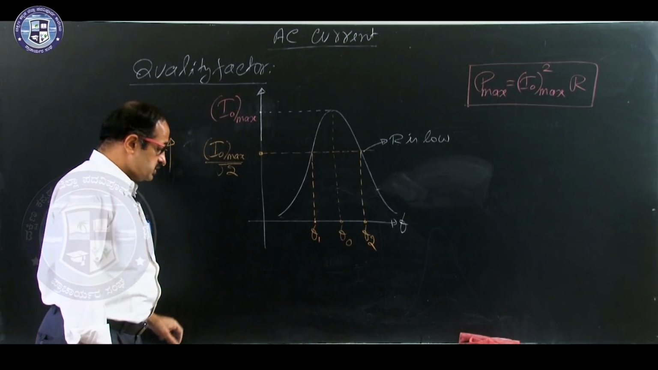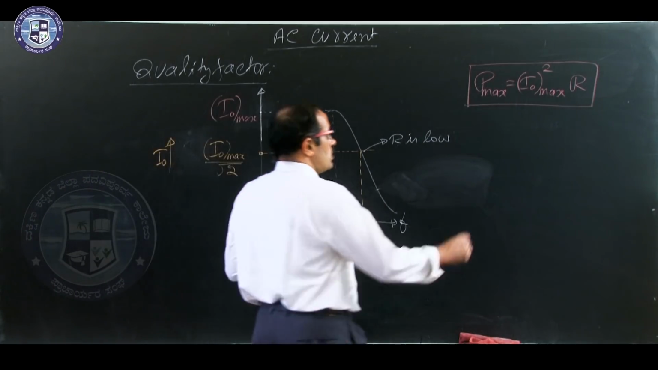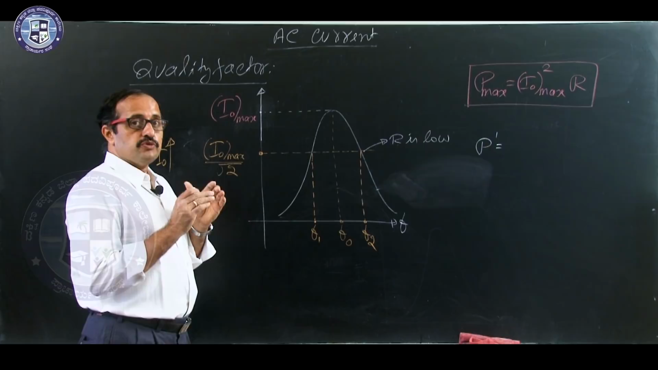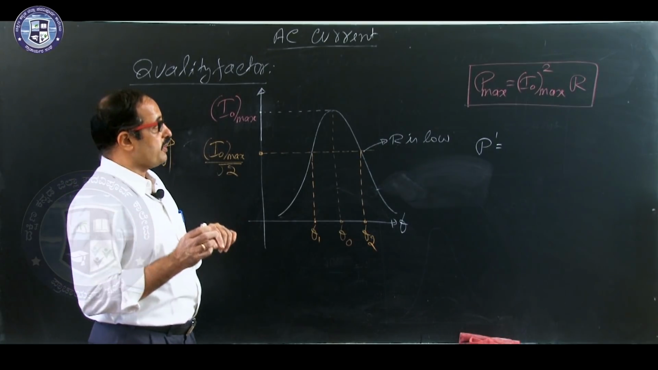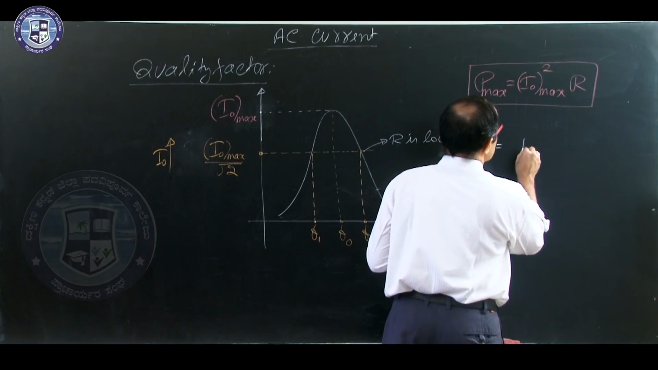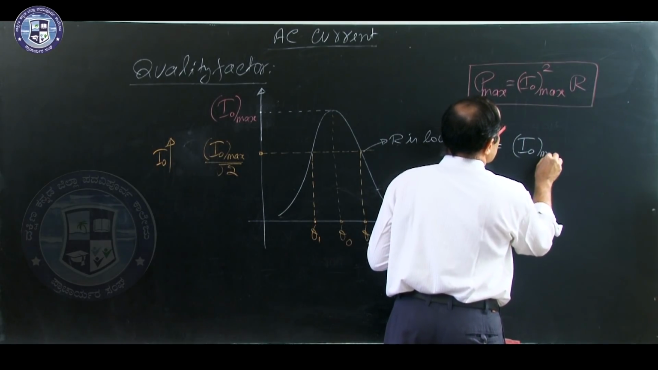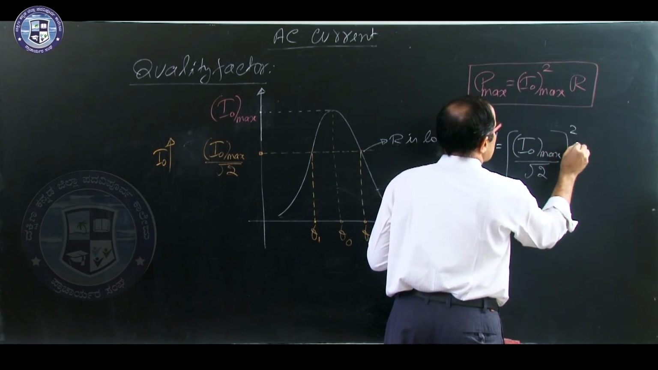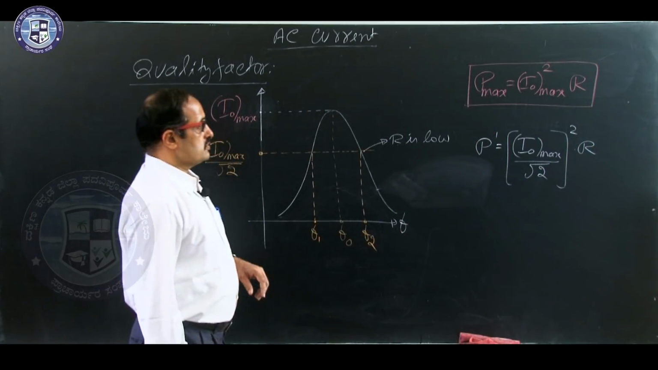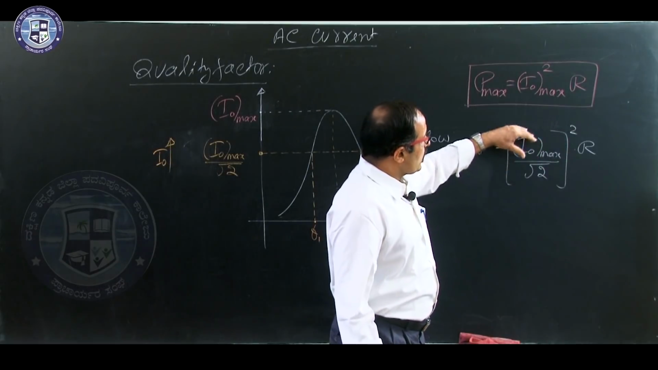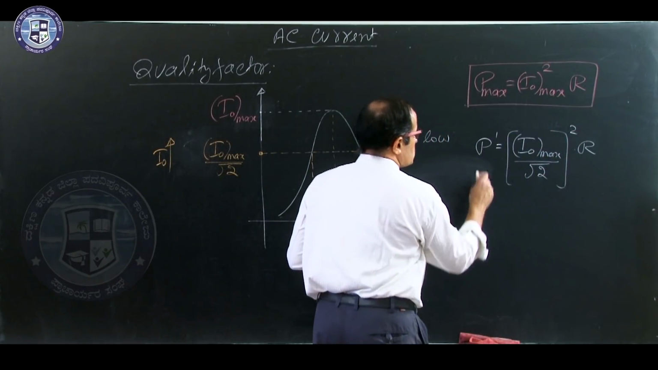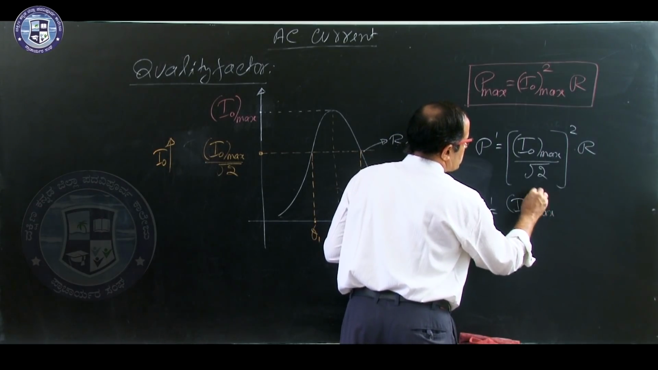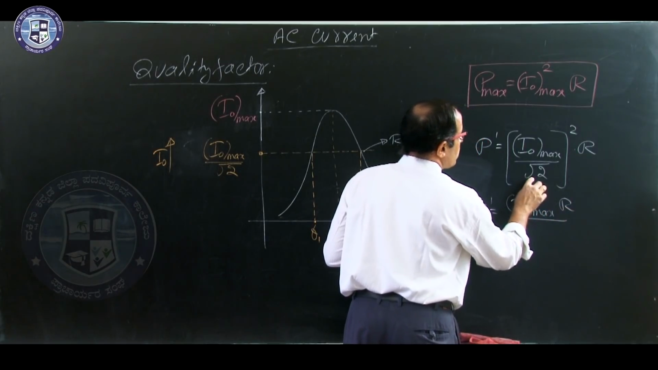That actually we can check. How to check? Let us say power consumption is P dash for this particular current, and only the resistor consumes energy, neither the inductor nor the capacitor. Therefore, power consumption is nothing but the square of the current into R. I square, what is I now? I naught maximum by root 2, I square into R. Simplify this one. P dash is equal to I naught maximum square R divided by 2.